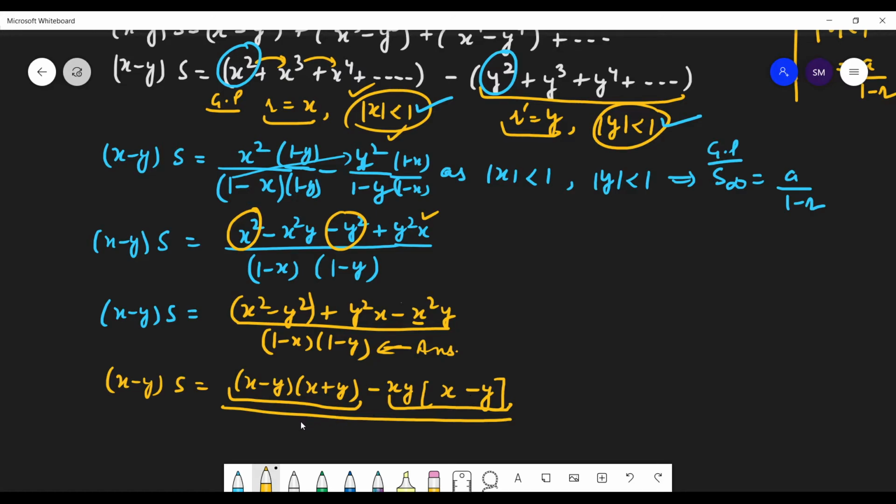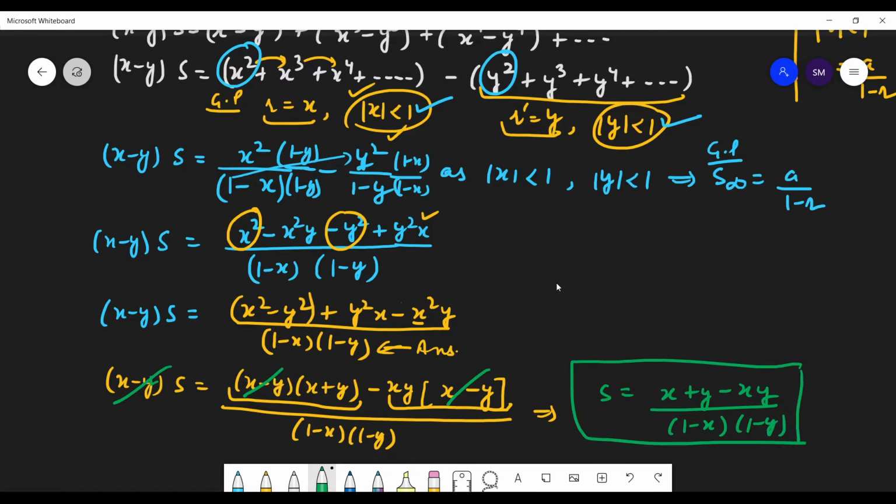So divided by 1 minus x into 1 minus y. See students, it is taking time because I want you people to be comfortable step by step. Otherwise, you can do this whole thing in 2 minutes also. This is what you need to do in the exam. Your speed will increase. Right now, don't focus on the speed, focus on the concepts and the strategies. So here x minus y will be cancelled out and you get s is equal to x plus y minus xy divided by 1 minus x into 1 minus y.